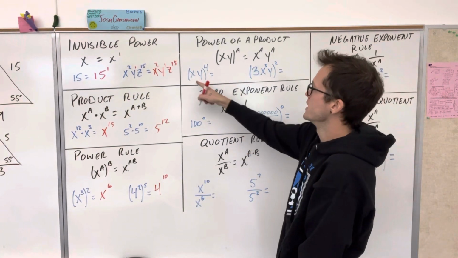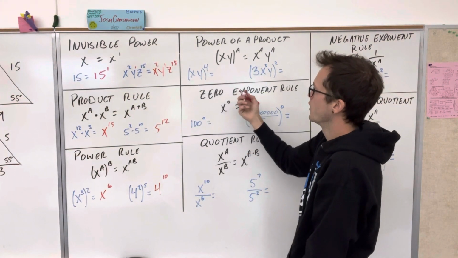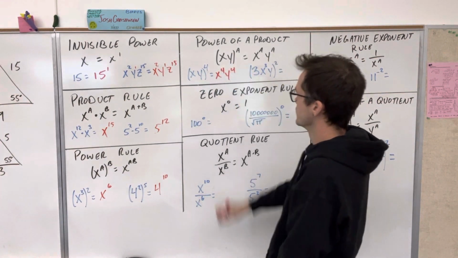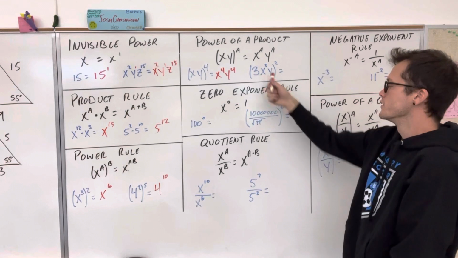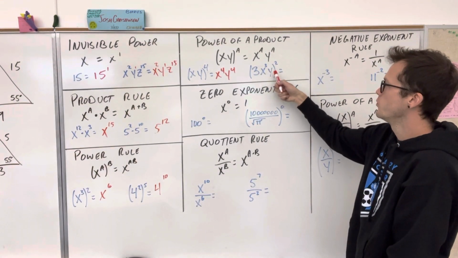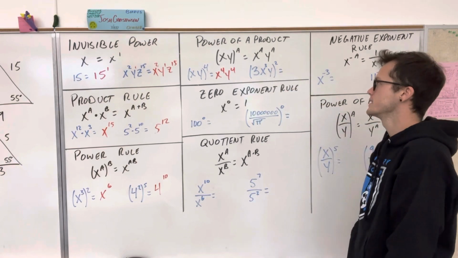So the way we could use it here is if we have xy to the power of 4, that's just x to the 4th times y to the 4th. Here's a more concrete example. Here we have 3 times x cubed times y, and that whole thing is being raised to the 2nd power.